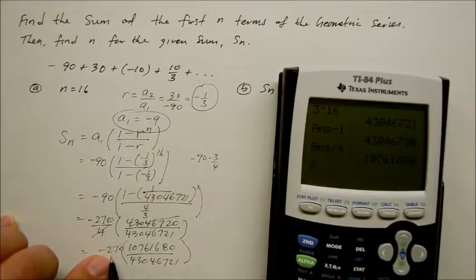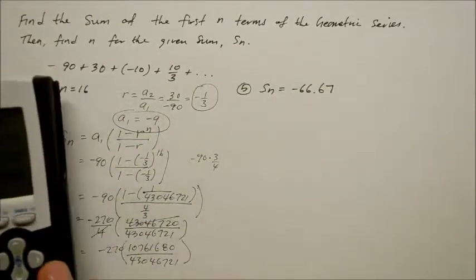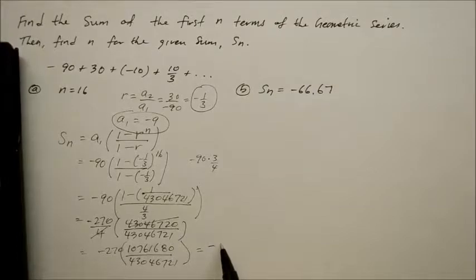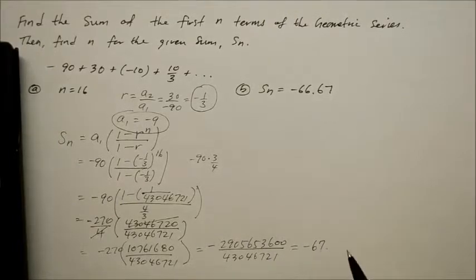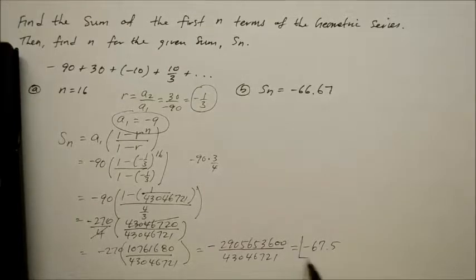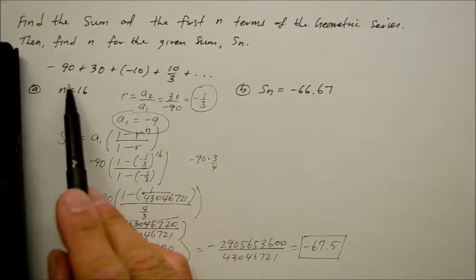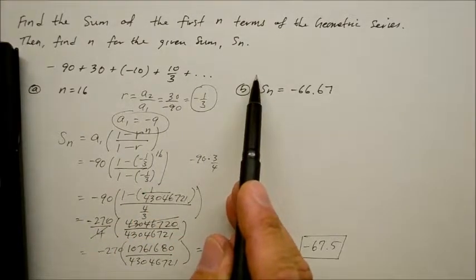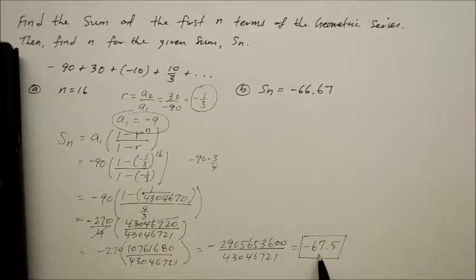And so we'll multiply the negative 270 coefficient by the numerator of this fraction. That gives me a whopping huge number. We get negative 2905653600, all over the denominator 43046721. Let's make this into a decimal number by dividing it. That gives me approximately negative 67.495, or 67.5. So that means if we kept on adding all the way to the 16th term of this series, all of it together adds up to negative 67.5.